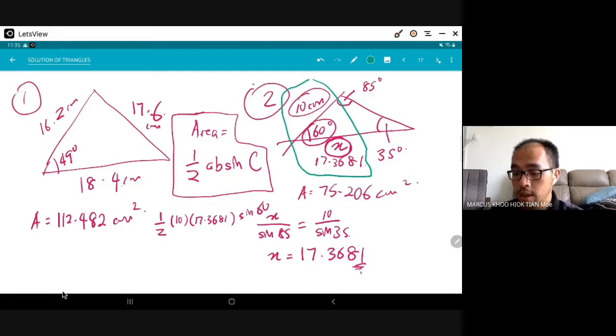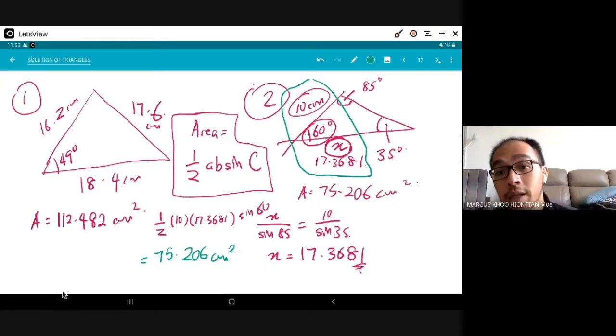So 1 over 2 times 10 times 17.3681 times sine 60, and you will get the same answer that Stephanie got, which is 75.206 centimeter squared. Okay, excellent. So this is why we need to learn the sine rule and the cos rule first. Okay, so we use all these things now.